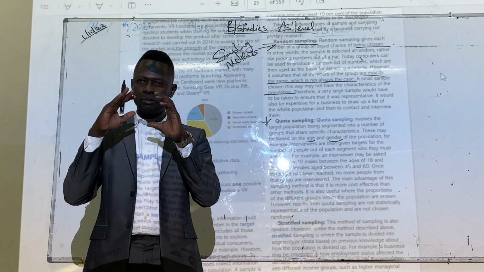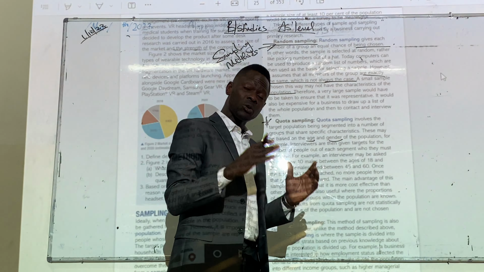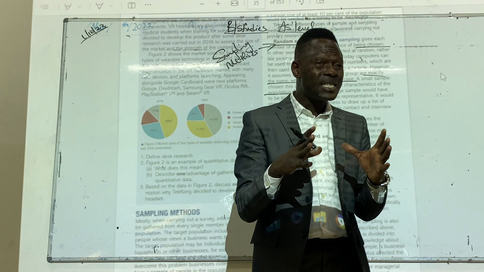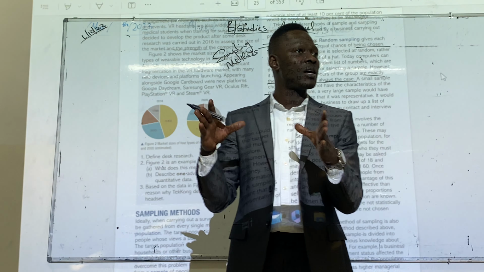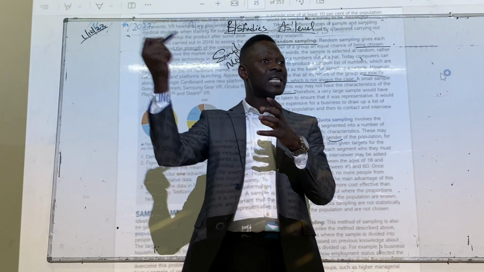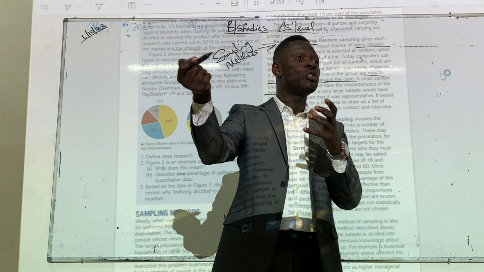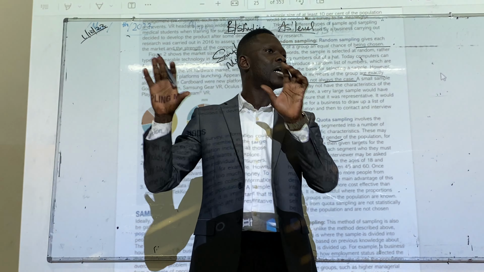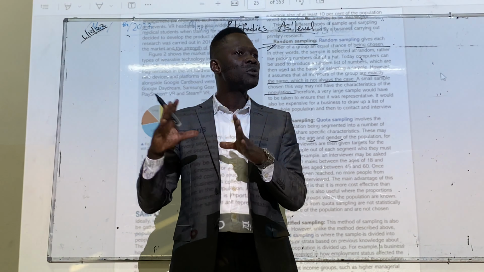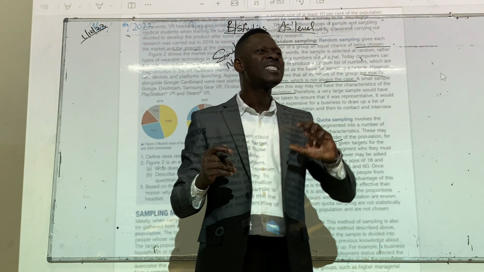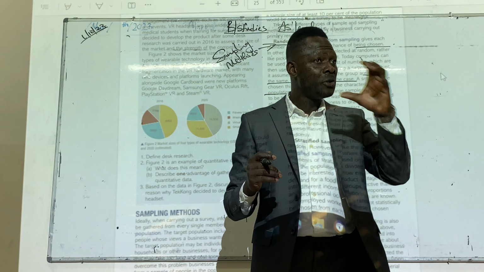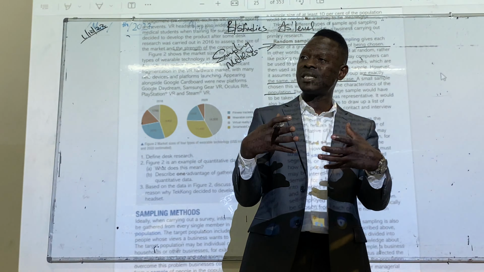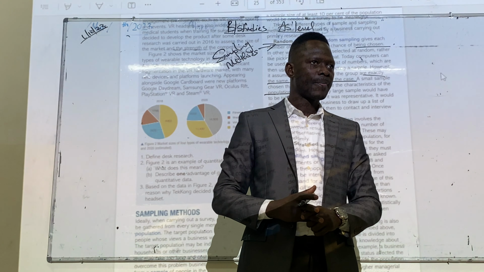So I'm quickly going to summarize quota sampling. For quota sampling, you're segmenting the population based on characteristics. And you have certain figures or targets, certain numbers to reach. As soon as that number is reached, you are done with that target population. But the problem about using quota sampling is that it is not statistically representing the population. Is it clear?